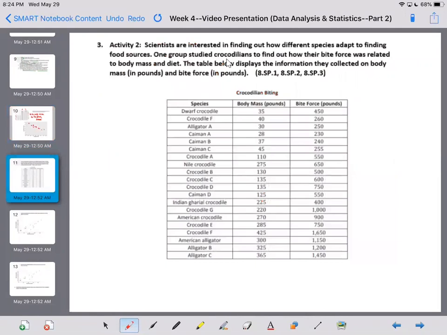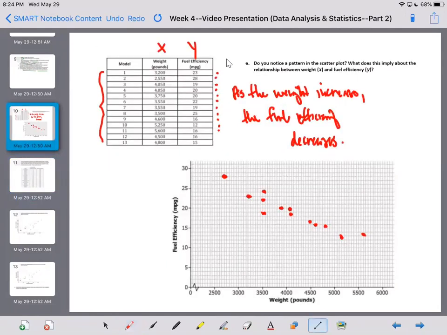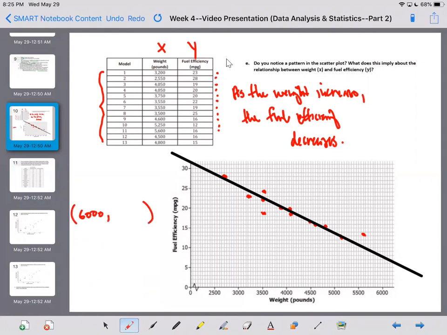And I didn't ask for this, but what you could do is create a line of best fit, something like this, where it kind of gives you a way of predicting. And so if I asked you, for a car that's 6,000 pounds, what would be the fuel efficiency approximately? So you're going to come down here and find your 6,000 and then look and say, oh, it's probably about 8 or 9 miles per gallon.